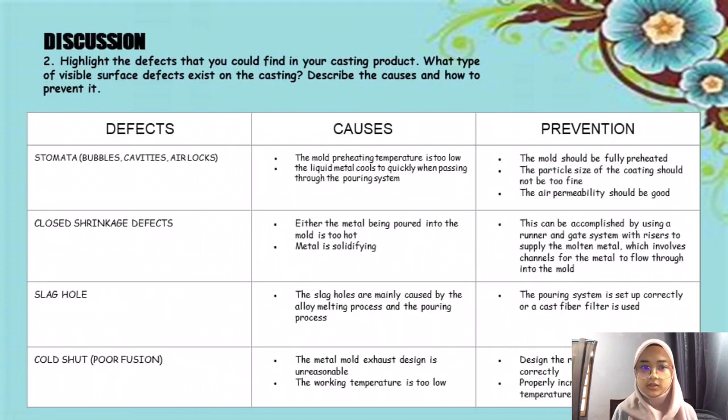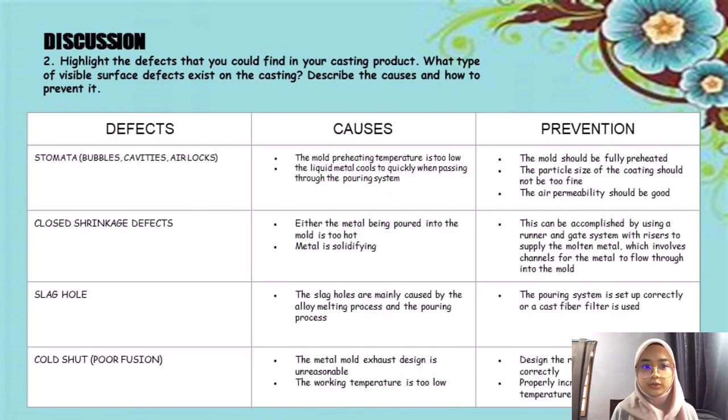This is because the mold preheating temperature is too low, or the liquid metal cools too quickly when passing through the pouring system. So, to prevent this problem, we must ensure that the mold is fully preheated and the particle size of the coating should not be too fine. The last prevention for this defect is that the air permeability should be good.